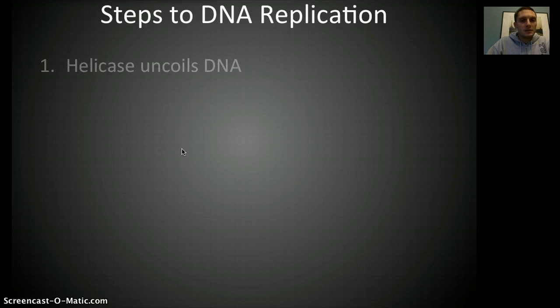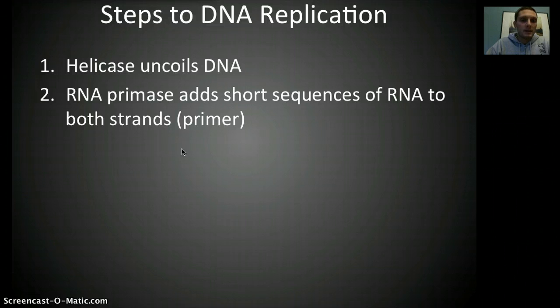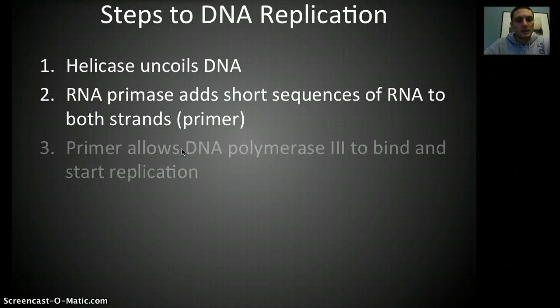Steps to DNA replication. So the first one is that helicase uncoils the DNA. RNA primase adds short sequences of RNA to both strands. This is called the primer. This is kind of like what's initiating it. If you think about if you were to paint a house, oftentimes you'll use a primer as kind of a base layer. That's to help smooth over all the painting process and make it a higher quality when it's done. RNA primase is kind of the same thing. It's laying the groundwork. It's initiating the process of adding DNA nucleotides.